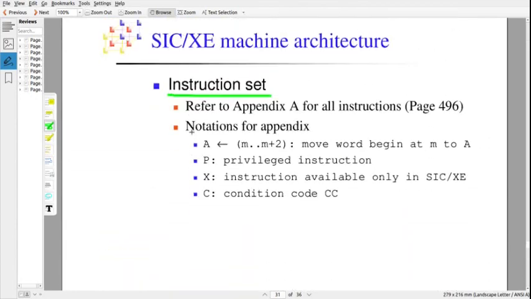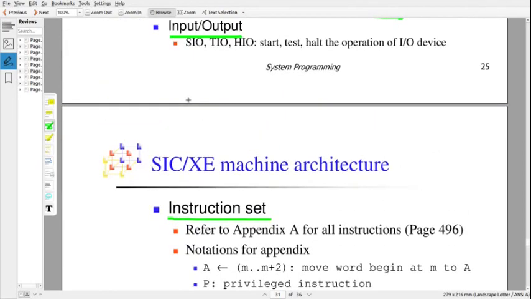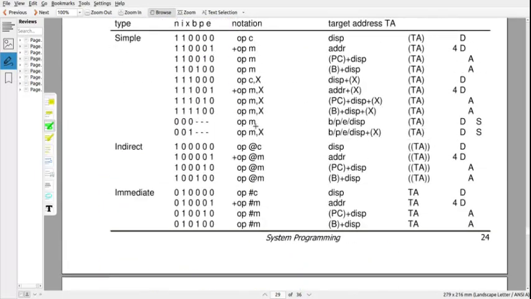Okay, so programming is not included in the scope of this discussion. So basically what we explained is the architecture of SIC/XE, the simple instructional computer, extra equipment architecture. So this is a little more complex compared to the SIC architecture.